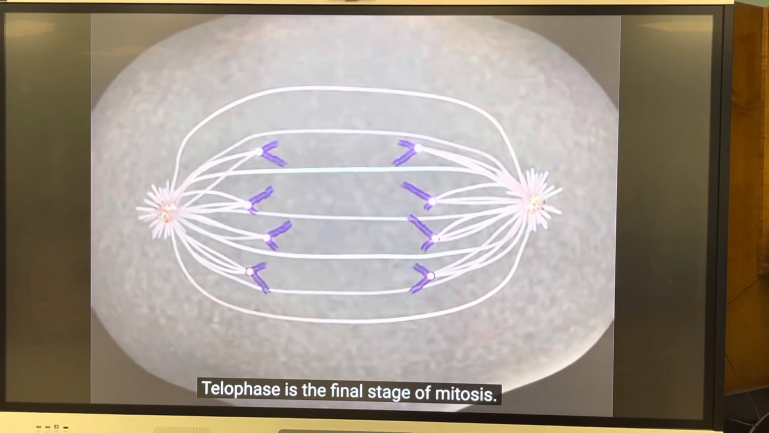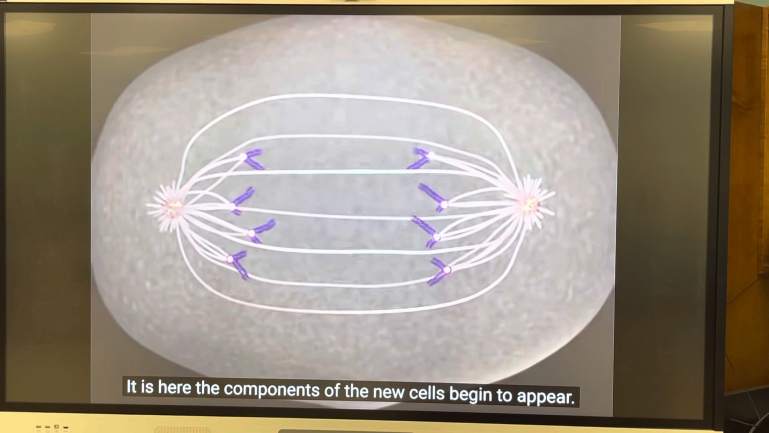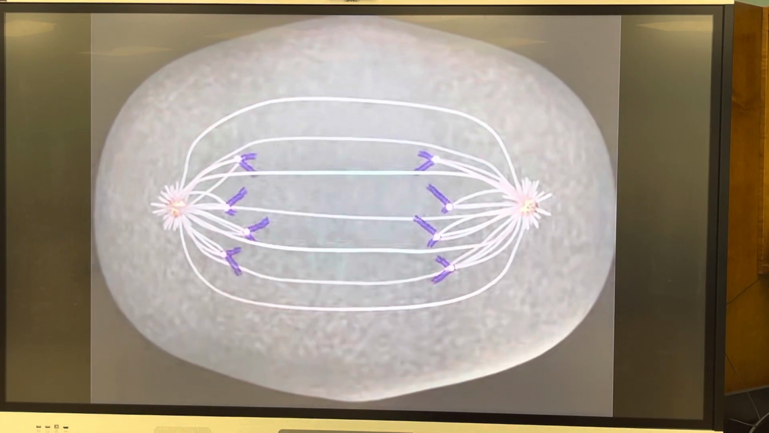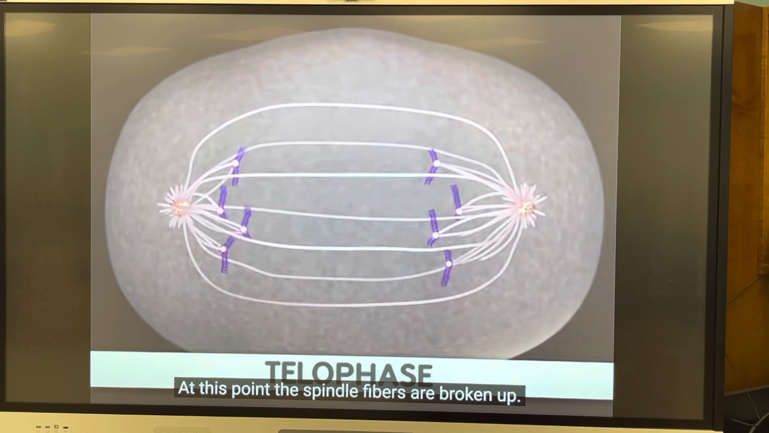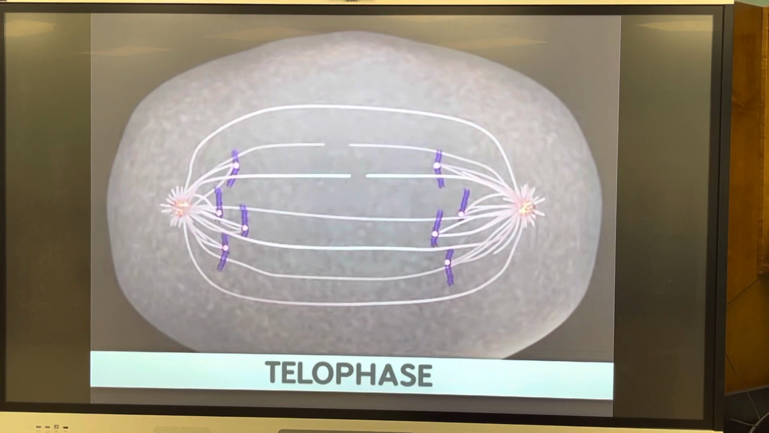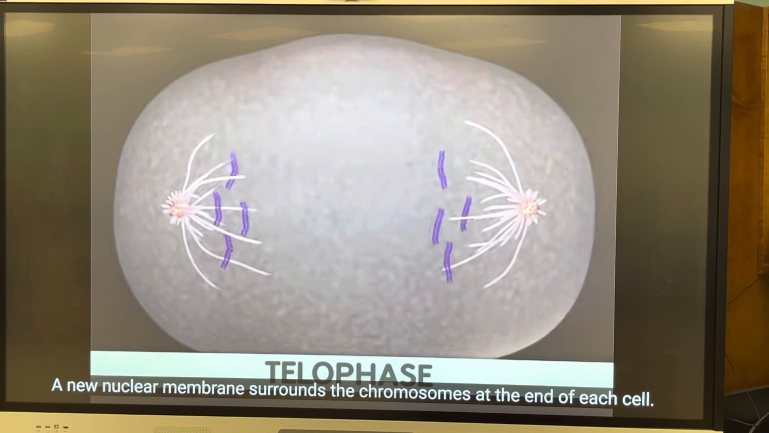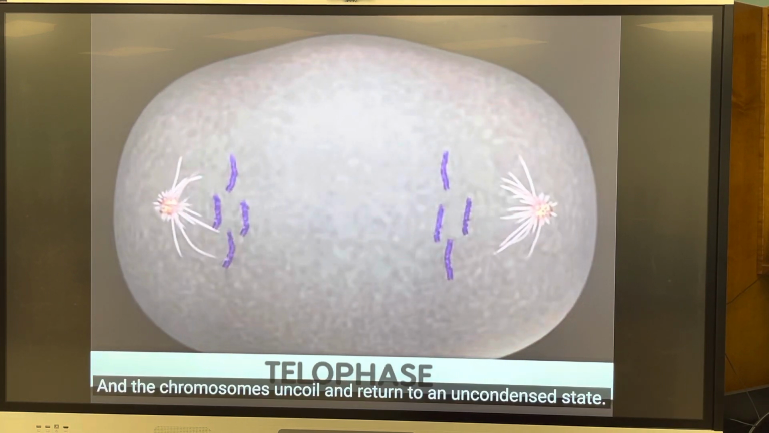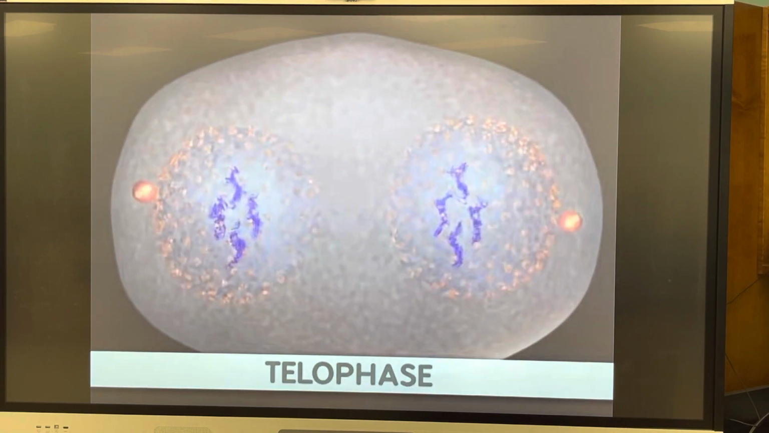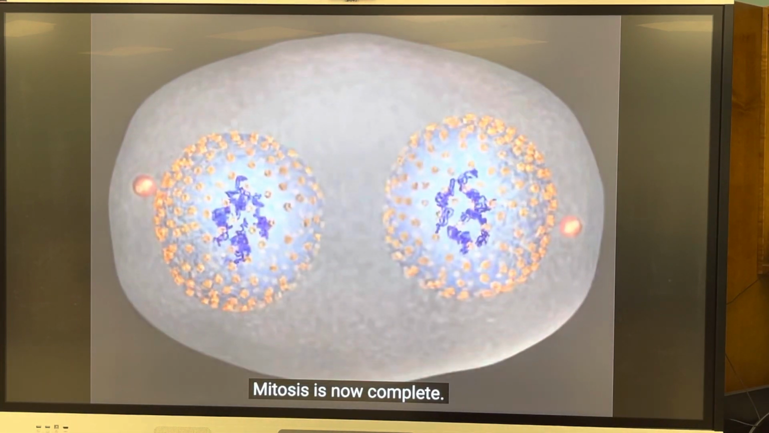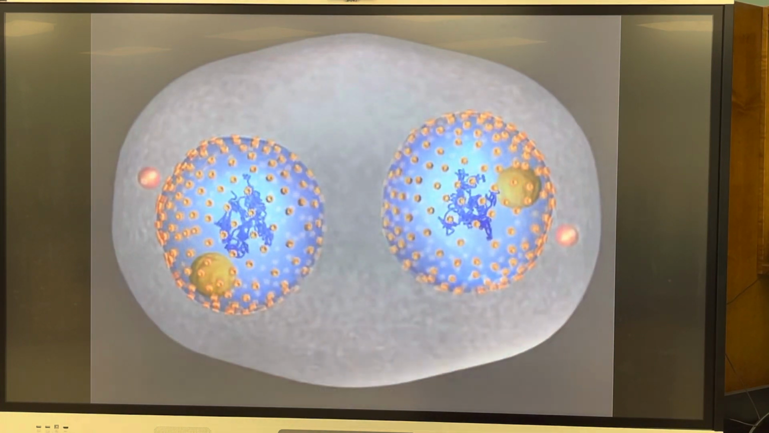Telophase is the final stage of mitosis. It is here the components of the new cells begin to appear. At this point, the spindle fibers are broken up. A new nuclear membrane surrounds the chromosomes at the end of each cell, and the chromosomes uncoil and return to an uncondensed state. Mitosis is now complete. The formation of 2 cells is all that remains.